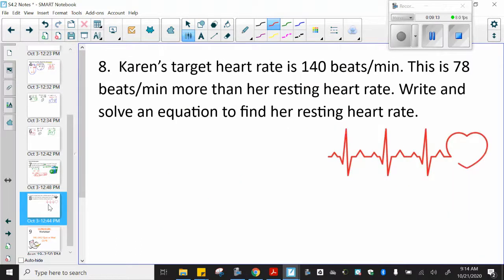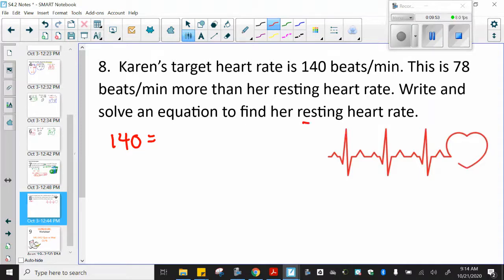Karen's target heart rate is 140 beats per minute. This is 78 beats per minute more than her resting heart rate. Write and solve an equation to find her resting heart rate. All right. So again, we're talking about target heart rate on both sides. We want to find out resting heart rate. So we know Karen's target heart rate is 140 beats per minute. 140 beats per minute is 78 beats per minute more than her resting heart rate.